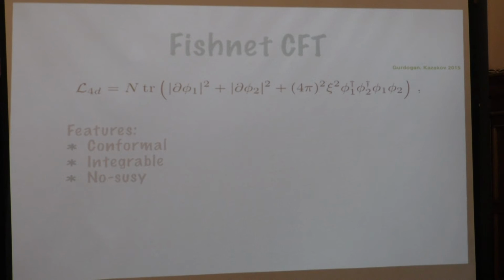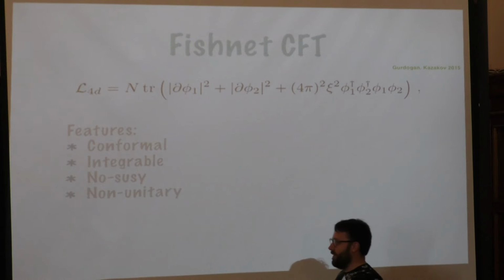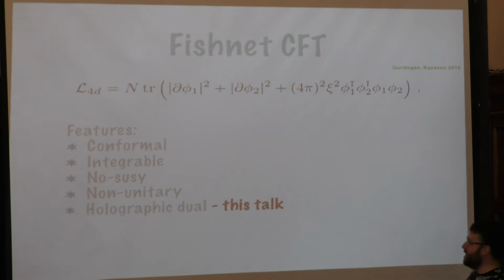Then it doesn't have supersymmetry, so it depends on your philosophy. It's either a good feature or a bad feature. And finally, it's also non-unitary, which could also be considered an advantage, because if we want to build some method of building the holographic duals, we should rely on as few features of the theory as possible. All right, and today I'm going to show in which sense it's actually holographic and how to derive it.